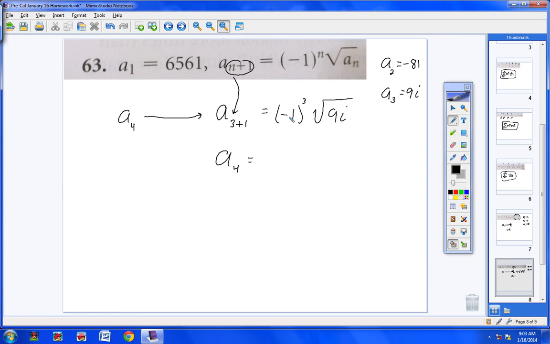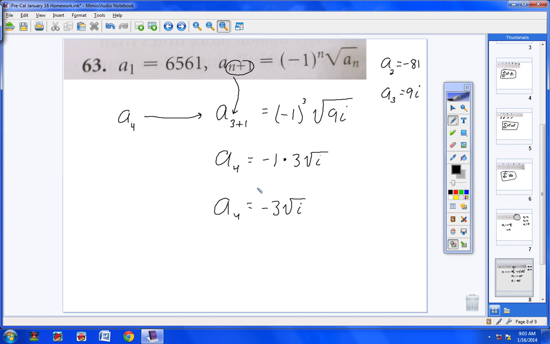equals, and then negative 1 to the third power is negative 1 times, now the square root of 9i, we know the square root of 9, that's 3, but we don't know the square root of i, so we'll leave it as square root of i. Now negative 1 times 3 would be negative 3 square root of i, and that would be your fourth term.